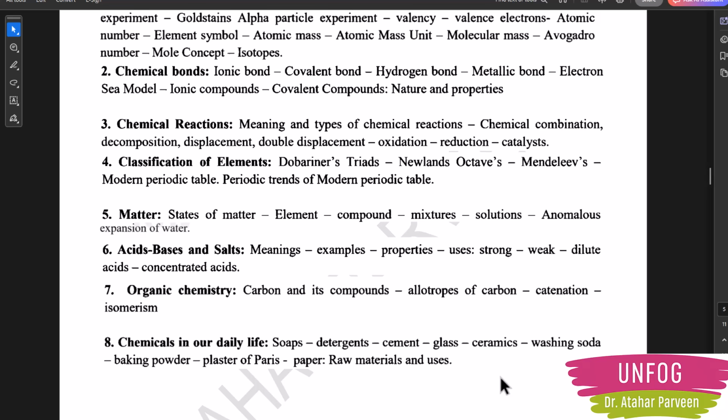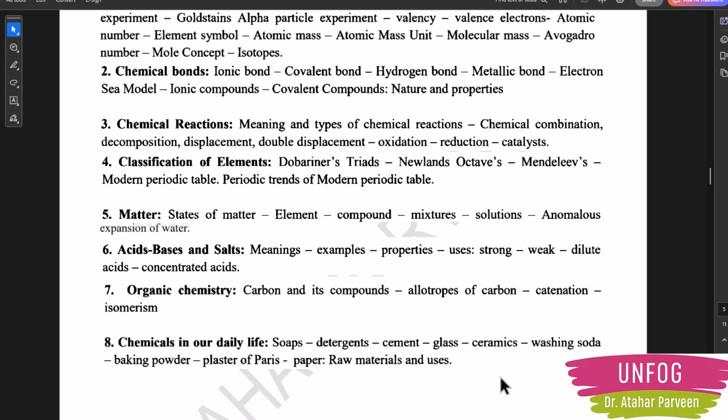Then classification of elements. It is mostly related to the study of the periodic table, like who formed the periodic table, how they formed it, how you place elements in the periodic table, that all we'll study. Then we have matter. Matter we all know, solid, liquid and gases. Okay. Then we have mixtures, solutions, all that we'll study about in matter.